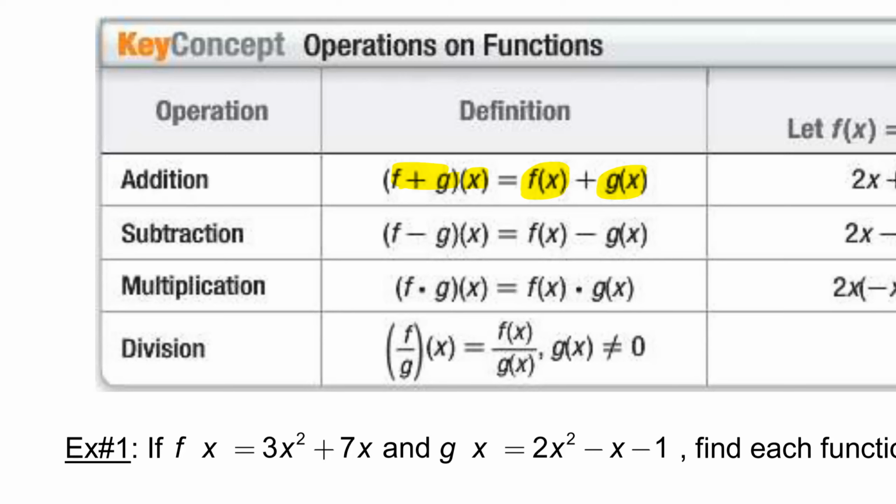Similarly, if you're doing f minus g of x, guess what? You'll be subtracting them. F times g of x, you're multiplying, and f over g of x is dividing them.